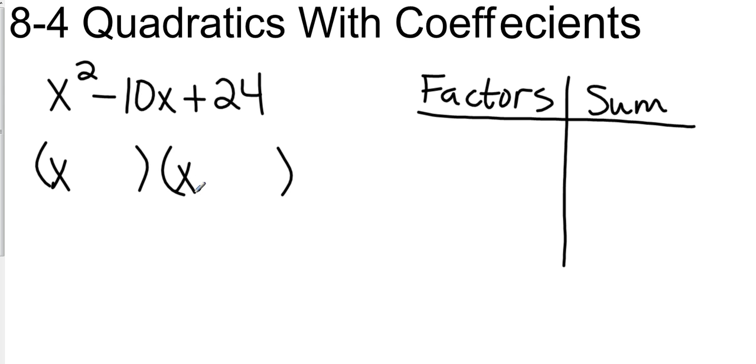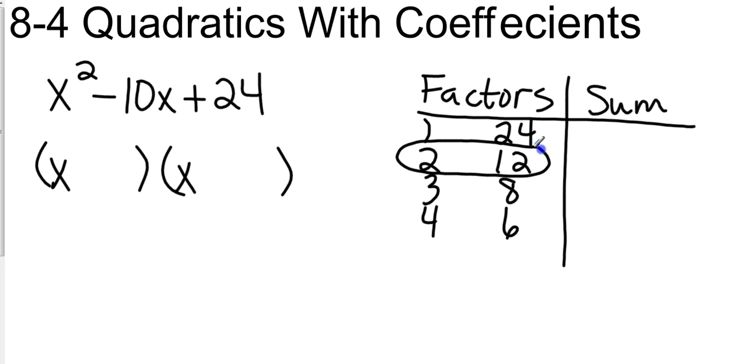Okay, so we took factors of 24: 1 and 24, 2 and 12, 3 and 8, 4 and 6, and that should get it. Now, we know that they're going to have to add up to equal negative 10, so we know we're going to be dealing with the 2 and the 12.